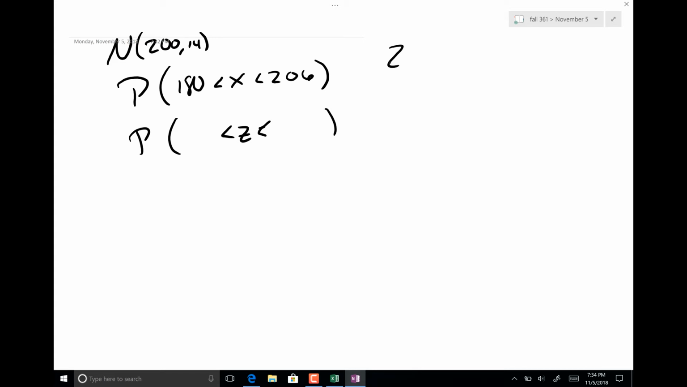So let's make two z-scores. So 180 minus 200 over 14 is negative 20 over 14, which is negative 1.83, I think.